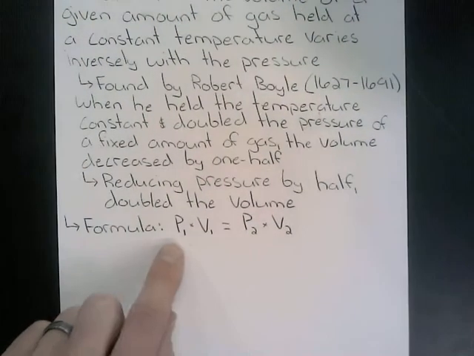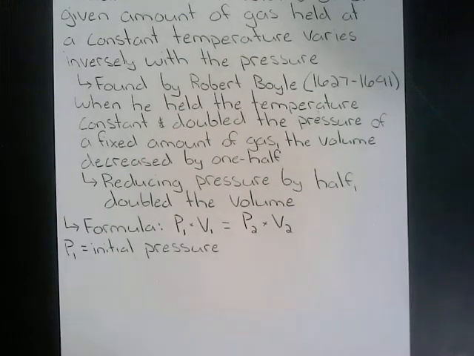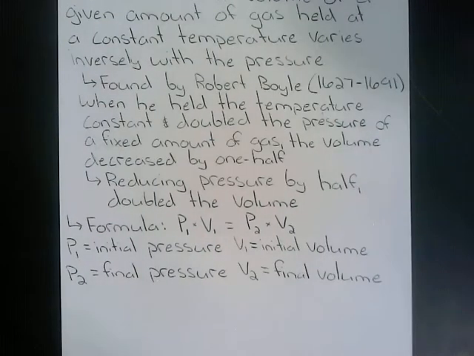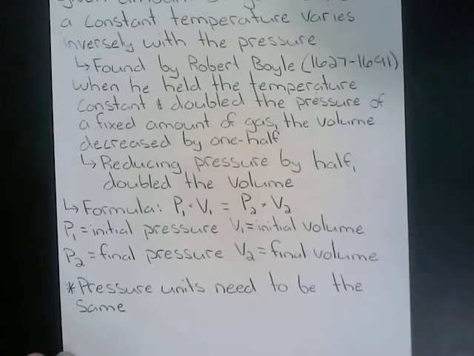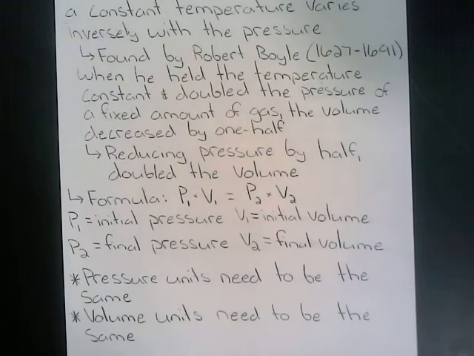Okay? Now, our P1 stands for the initial pressure, and our V1 is our initial volume. And then on the flip side here, our P2 is our final pressure, and our V2 is our final volume. Now, you can use any pressure unit you want. You just need to know that the pressure units need to be the same. And again, you can use any volume unit you want, but the volume units need to be the same. All right, so let's put Boyle's Law to the test in an example problem.